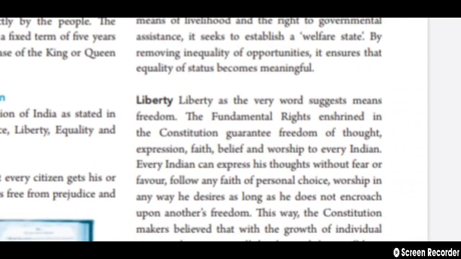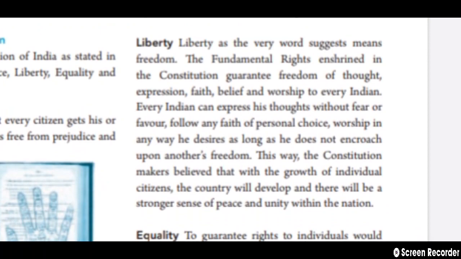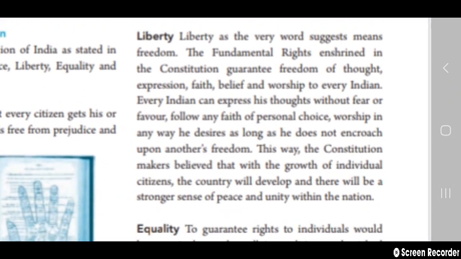Next, liberty. Liberty means freedom. The fundamental rights that are enshrined in the Constitution guarantee freedom of thought, expression, faith, belief, and worship to every Indian. Every Indian can express his thoughts without fear or favor, and he can follow any faith of personal choice and worship in any way that he desires, as long as it does not encroach upon another's freedom.